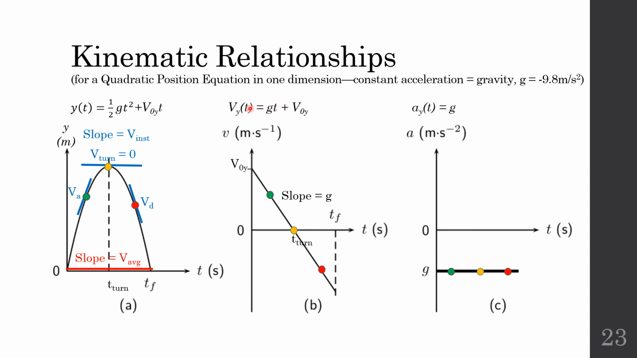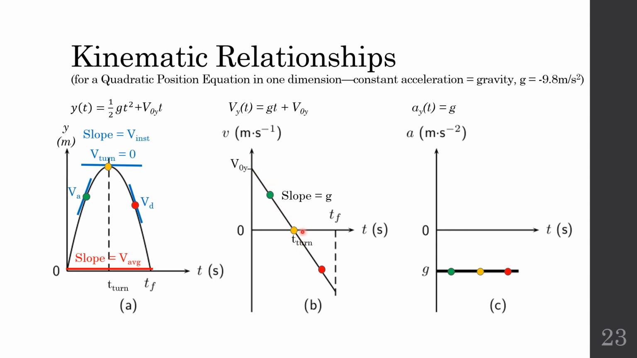Now let's come over here and take a look at velocity. Okay, so our velocity graph. Velocity is equal to gt plus v0y. Now remember, gravity is negative 9.8, so that's why we have a negative sloping line, right? Because this is a negative slope. And then v0y, our y-intercept, is going to be right here, and it just goes down from there, okay?